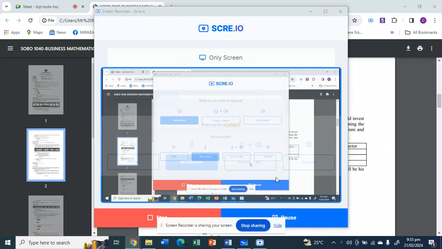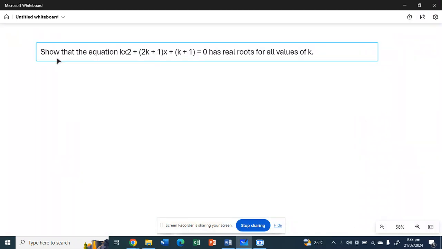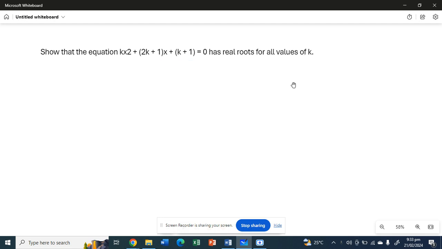All right, we have the equation here. The question says: show that the equation kx squared plus (2k plus 1)x plus (k plus 1) equals 0 has real roots for all values of k. So this is dealing with quadratic equations.